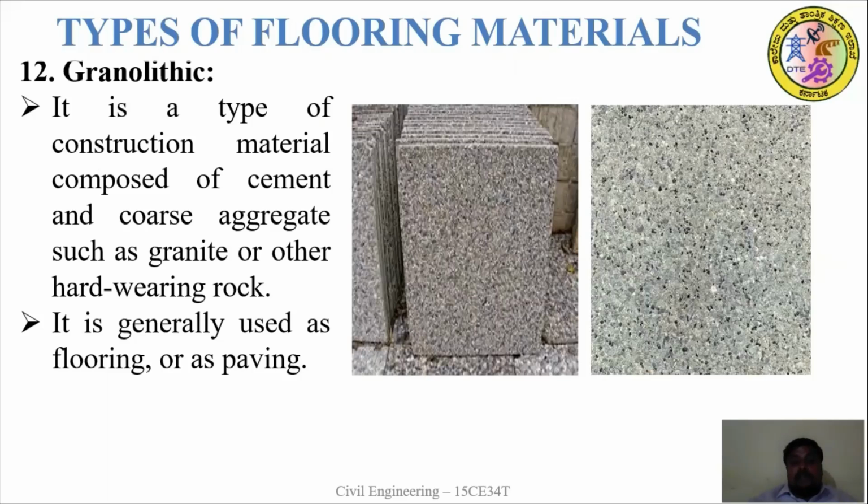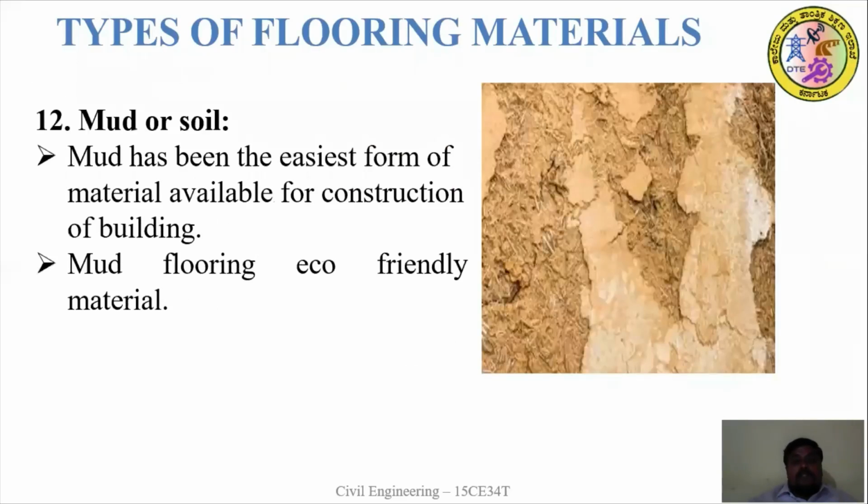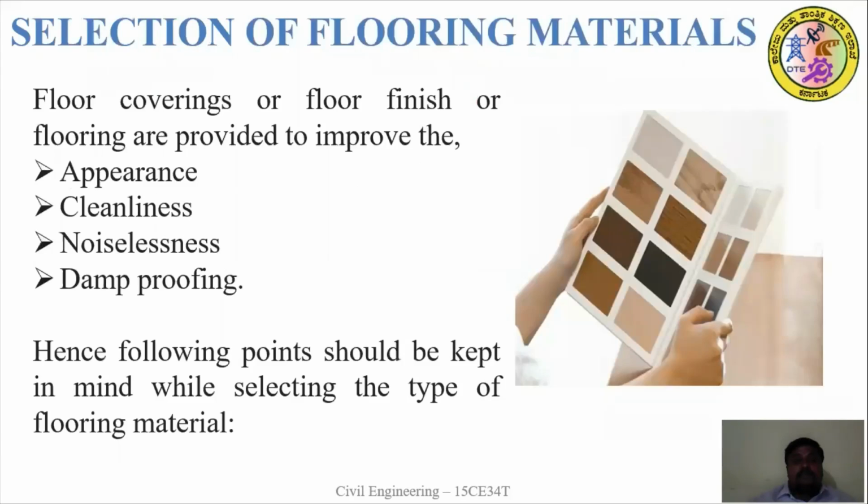Next one is mud or soil, also called muram. It is the easiest form of material available for construction, and we can also say it is an eco-friendly material. Directly we can't use the mud. Instead, we make a finishing of it. Later on, we go for different types of covering, like cow dung, or maybe cementitious covering materials.